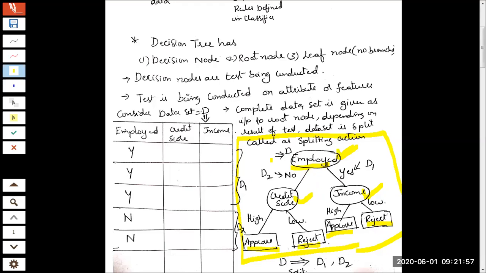If he is employed and has a very high income, the loan should be approved. If he is employed and his income level is low, it is rejected. One more thing we have seen: if he is not employed, does it mean that we should not give him the loan? No. If he is not employed, we will see his previous track record, his previous credit score. So what is a credit score here?